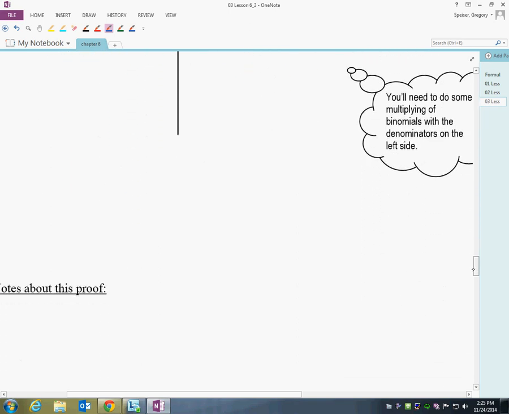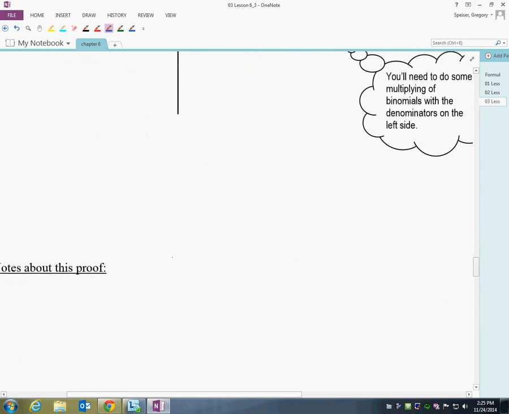In the notes about the proof on the bottom, we can just say, note how that 2 appears. It's from the cos theta plus cos theta equals 2 cos theta.